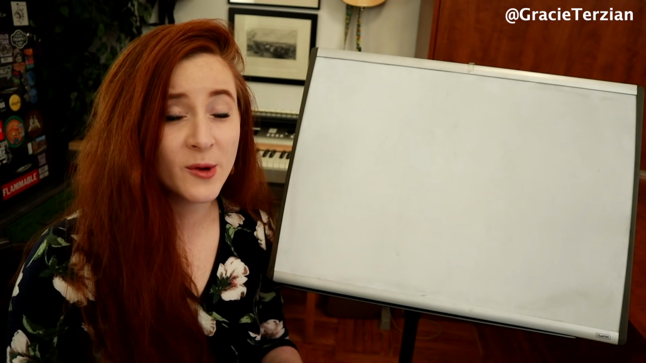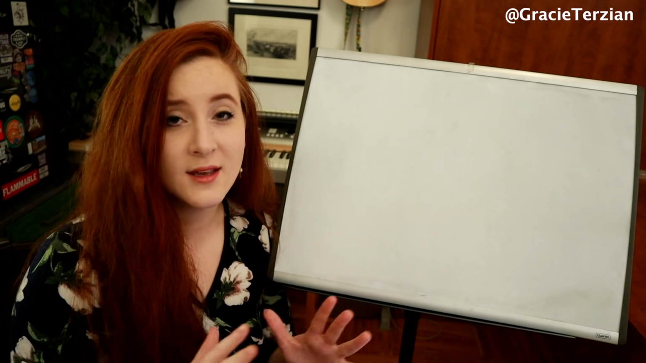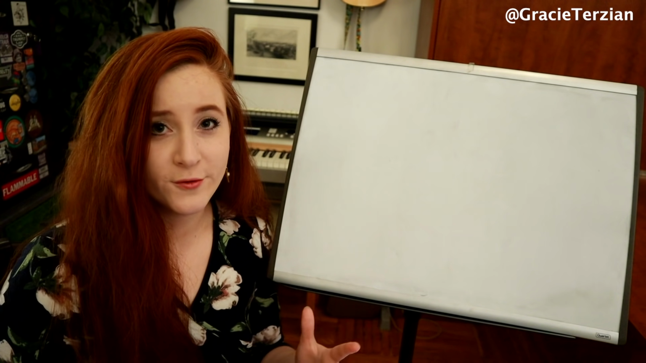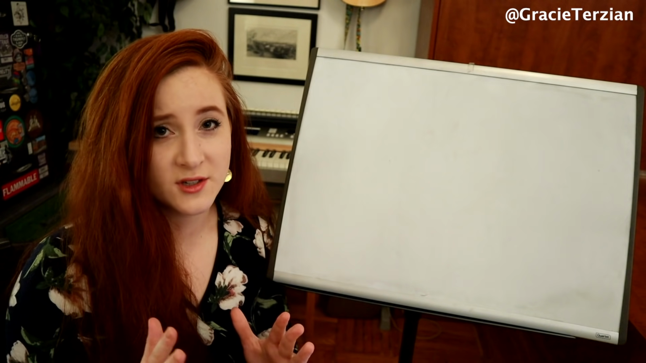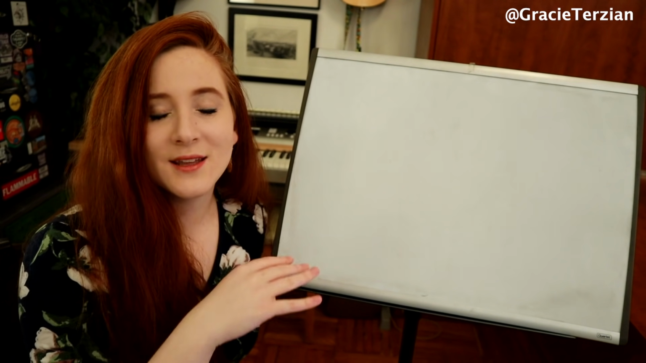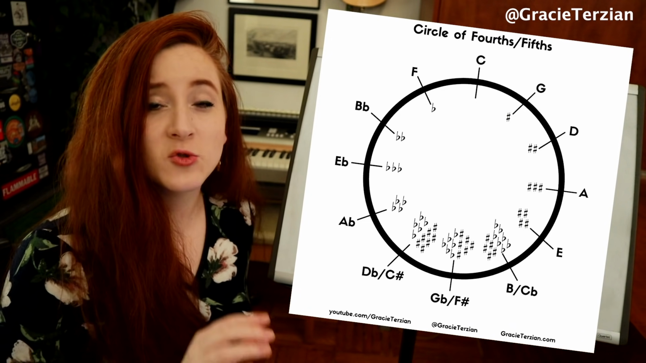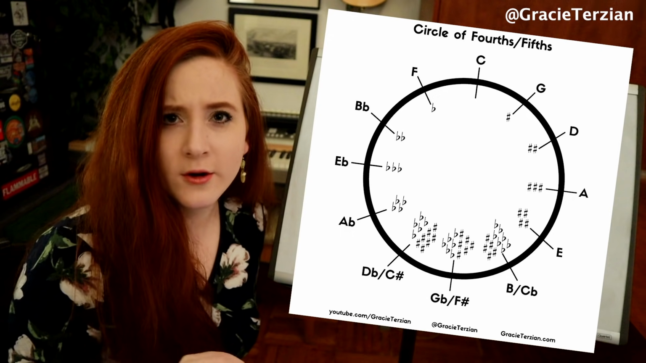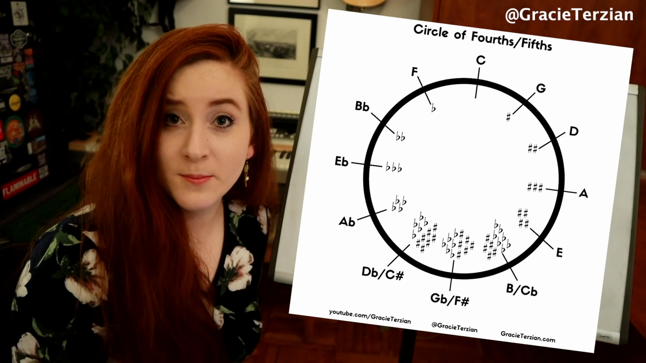So first, let's quickly talk about what the circle of fifths is. Its full name is really the circle of fourths and fifths, but since that's sort of a mouthful for people to say, it often gets shortened to just the circle of fifths or the circle of fourths. Okay, so what is the circle of fifths? It's a very cool visualization of the 12 pitches in Western music, and when we arrange them in this specific order around a circle, some very interesting patterns emerge.